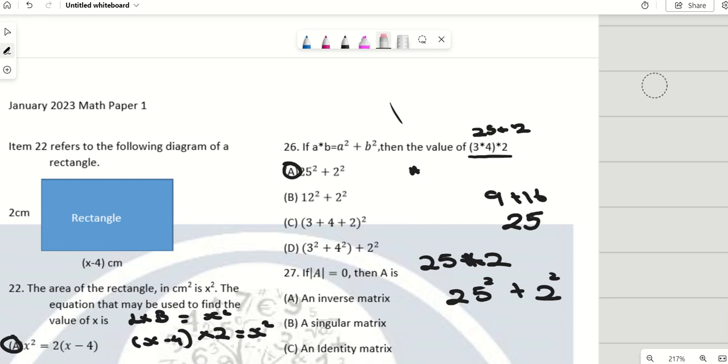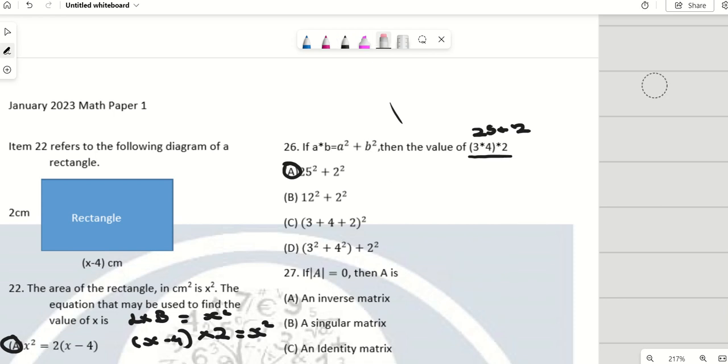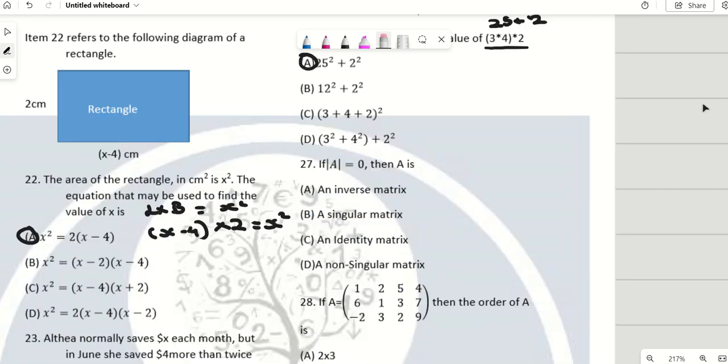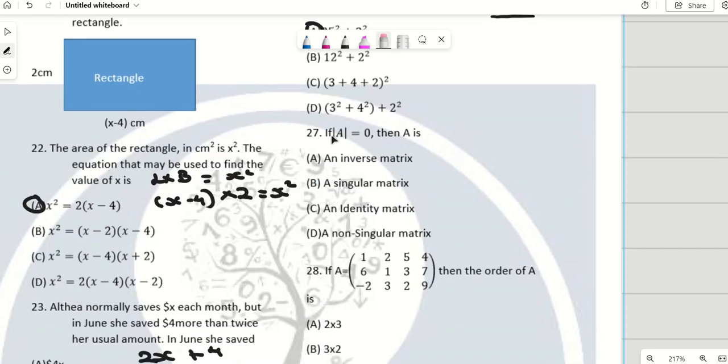Alright, let's erase this. Number 27. If the determinant of A, those two dashes, is equal to 0, then A is a singular matrix. It's just something you need to learn, guys. A singular matrix is when your determinant is equal to 0. If your determinant is equal to 1, then that is an identity matrix. Okay? And if it is anything other than 0, let's say 2, 3, 4, 5, that is a non-singular matrix.